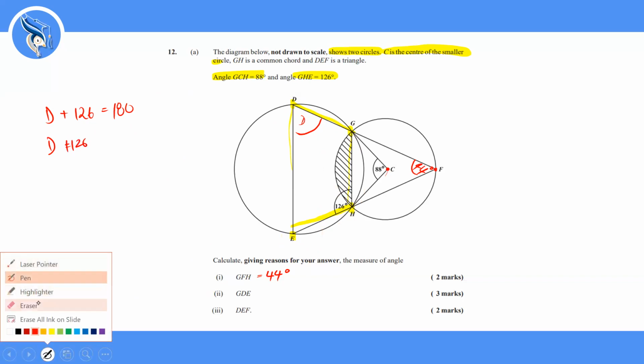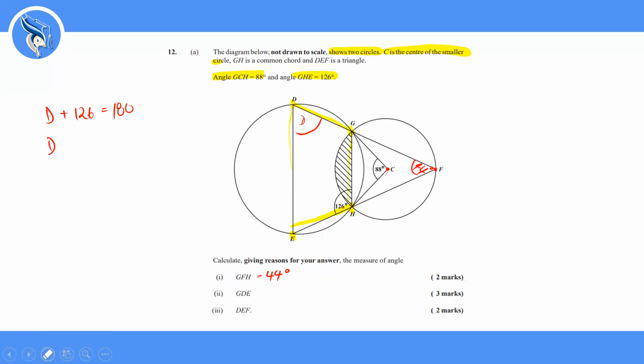I don't want to skip a step. I usually skip writing out all of this. Just subtract the same time. D plus 126 minus 126 is equal to 180 minus 126. 126 minus 126 is 0. So that means D is equal to 180 degrees minus 126 degrees. And that is nice, 54. So we found that GDE is 54 degrees.